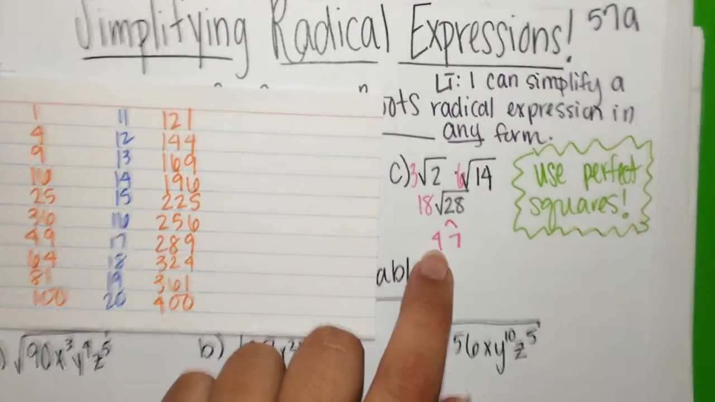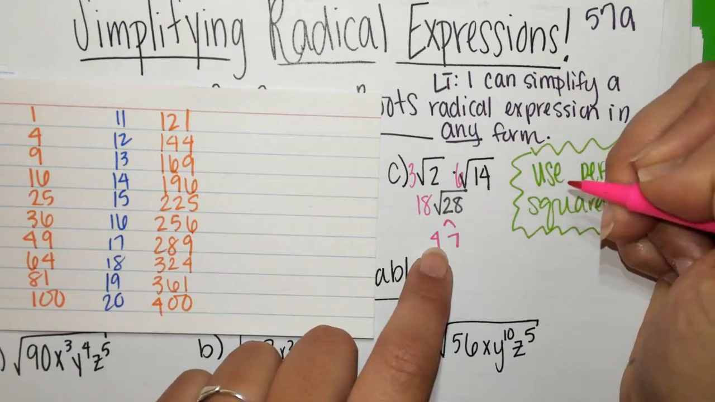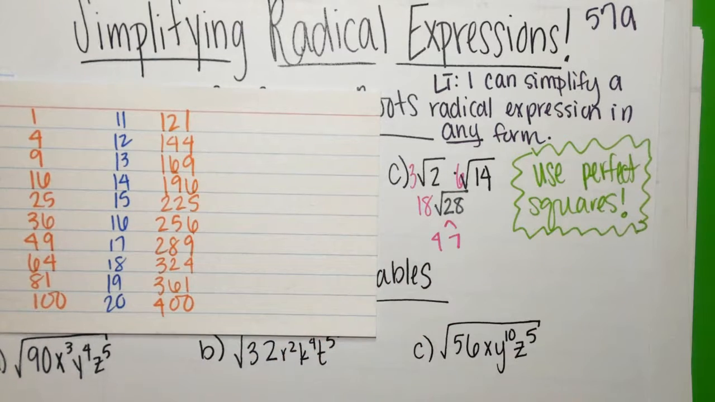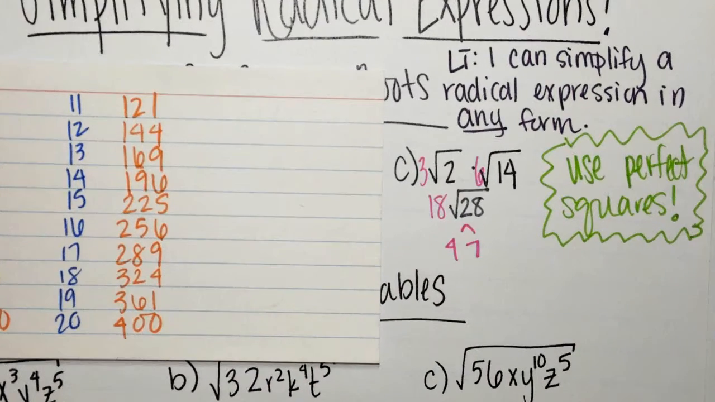All right, now what's this? What's the square root of 4? 2. All right, now what are we going to do with that 2 and this 18? Multiply. We're going to multiply them together. You're going to do 2 times.